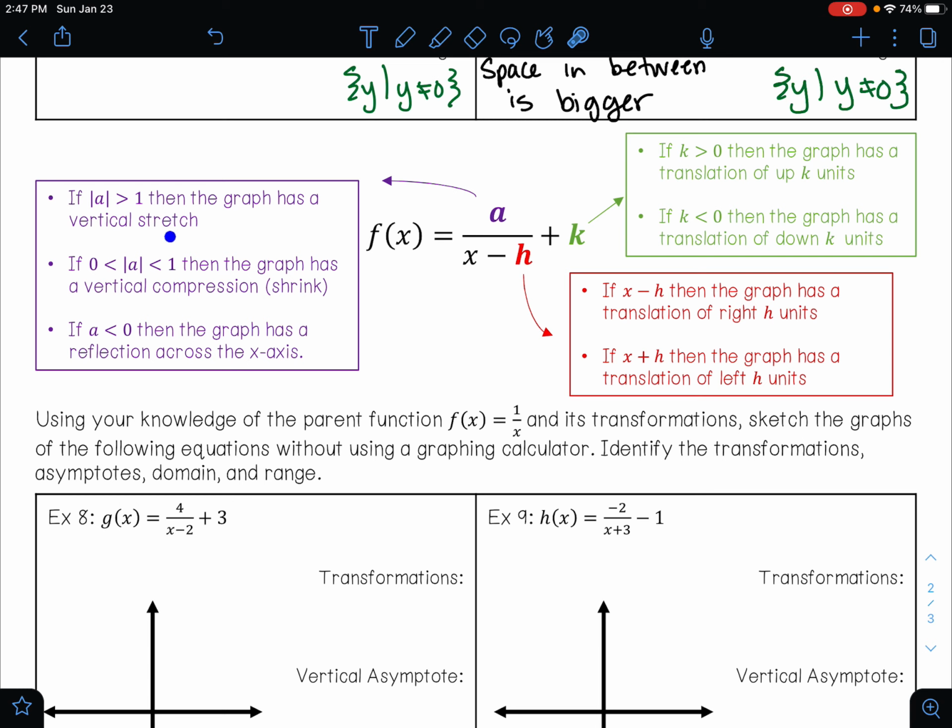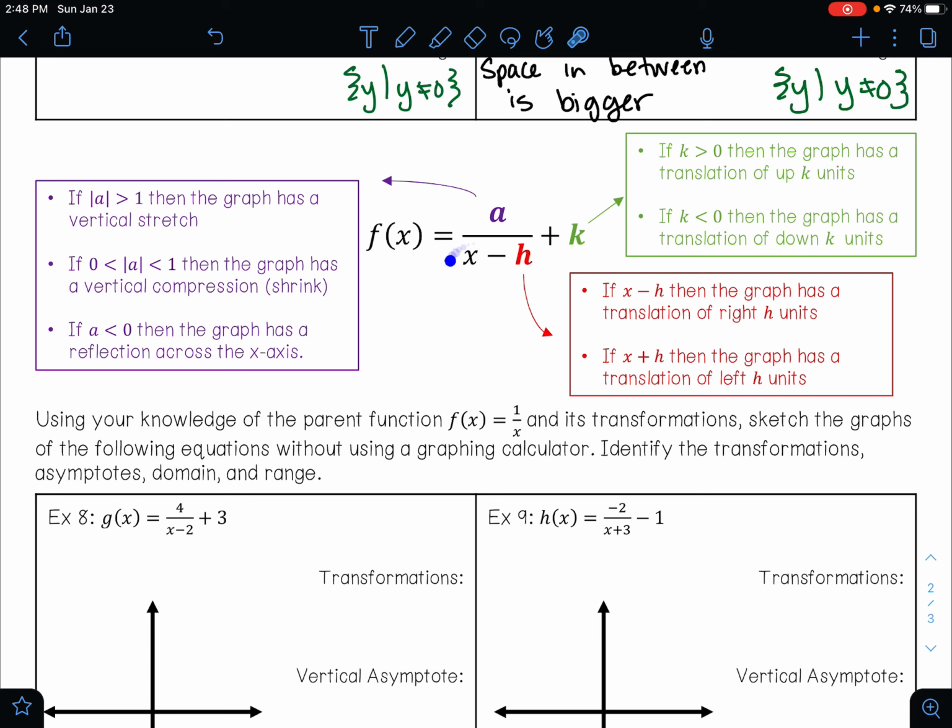It will stretch if the absolute value of A is greater than 1. It will shrink if the absolute value of A is between 0 and 1. And it will be a reflection if you have a negative number. So if A is negative, it will be a reflection. You can have a reflection and a stretch. You can also have a reflection and a shrink.